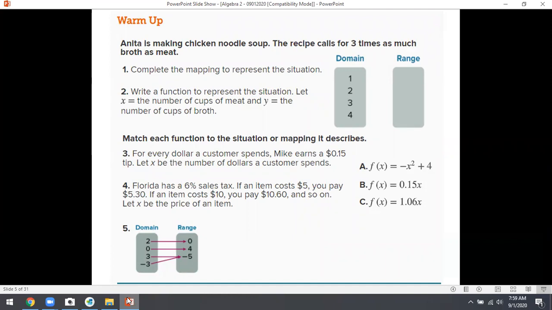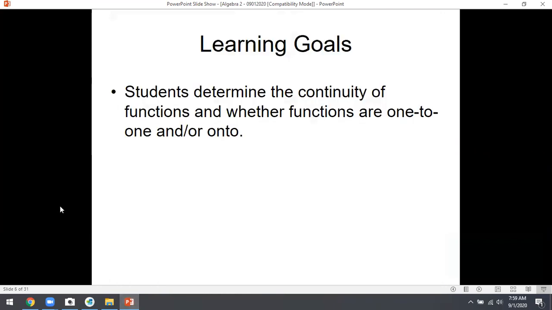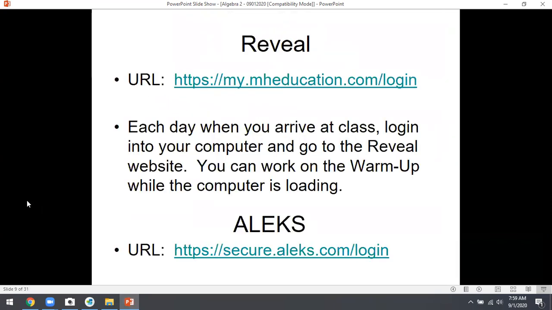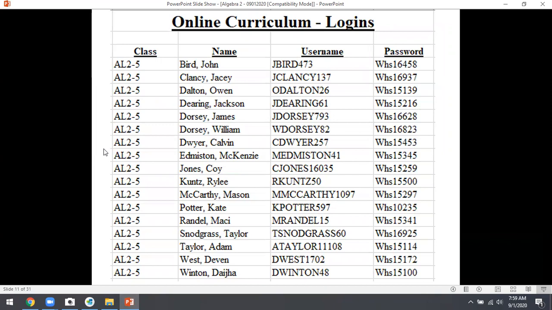Now, this is something I do want to talk about real quick, that it says 6% right here. What's 6% as a decimal?